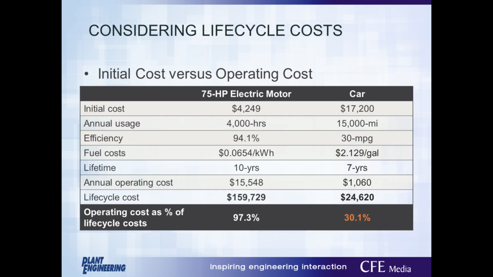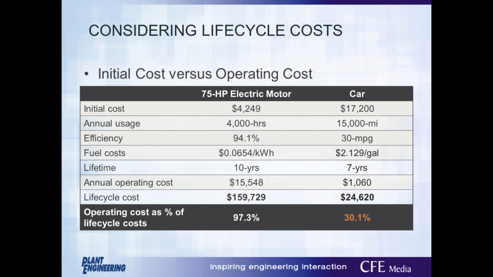Next, we have an example. I mentioned before that only 2 to 3% of an electric motor's life cycle cost is in its initial purchase price, and the remaining 97+% is in electricity cost. This example compares life cycle costs between a 75 horsepower electric motor and a standard small car. Notice the purchase price, annual usage, efficiency for the motor or miles per gallon for the car, fuel cost, and lifespan. We use all these variables to calculate a life cycle cost for each product.